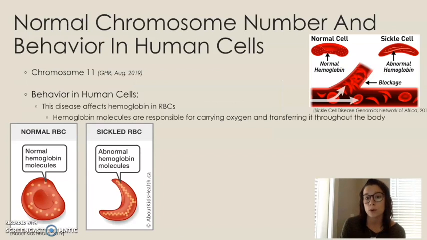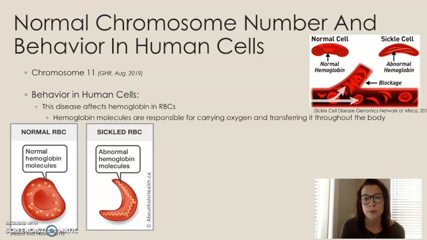So now let's talk about normal chromosome number and behavior in human cells. So this can be found on chromosome 11, and its behavior in human cells is that the disease affects hemoglobin in red blood cells, as previously stated. Just to go in depth in that, hemoglobin molecules are responsible for carrying oxygen and transferring it throughout the body. So I just threw in these 2 charts on the bottom left and the top right. They are basically saying the same thing. It just gives you a different section of the red blood cell cut open so you can just see inside of it.